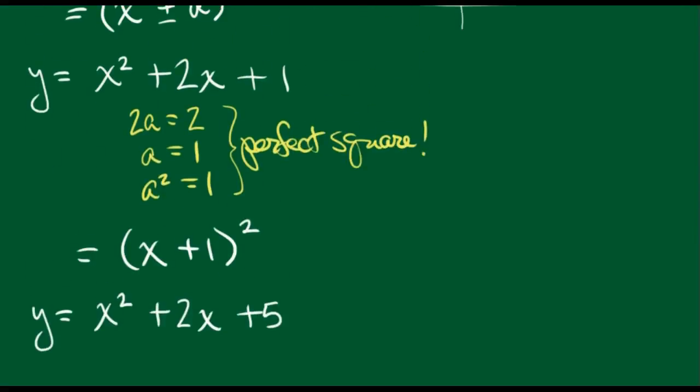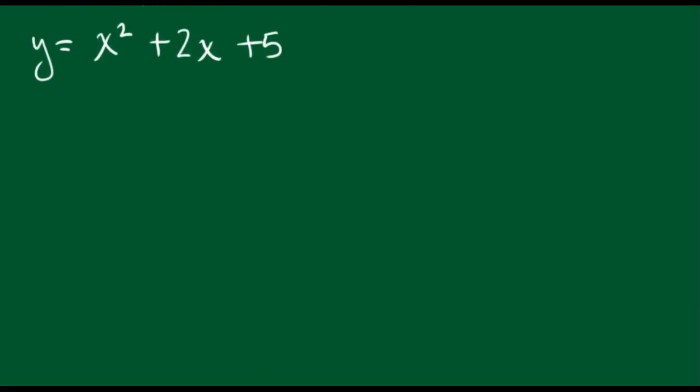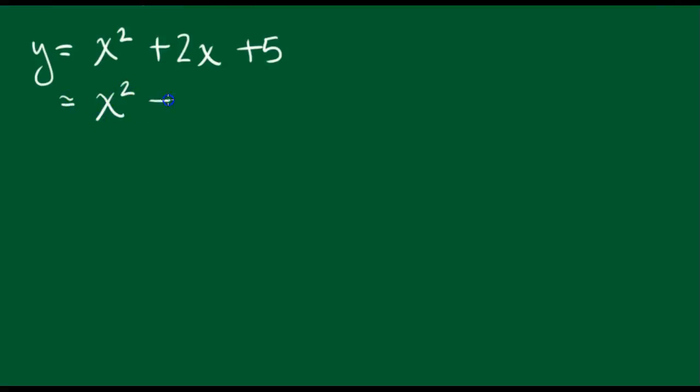Now let's look at something that is not a perfect square. Y is equal to x squared plus 2x plus 5. Well, comparing it to what I had up above, I see that it is not a perfect square, but it's not far from this expression that is a perfect square. If I break that 5 into 1 plus 4. Now, how come I choose 1 plus 4?